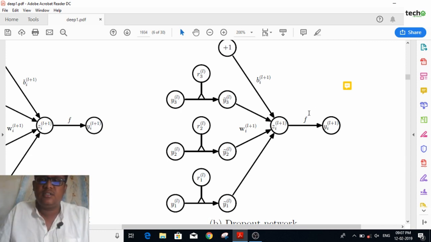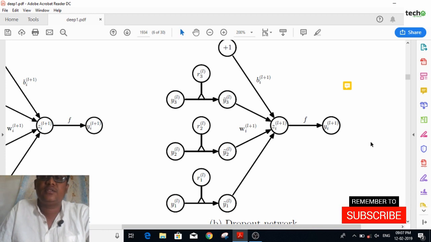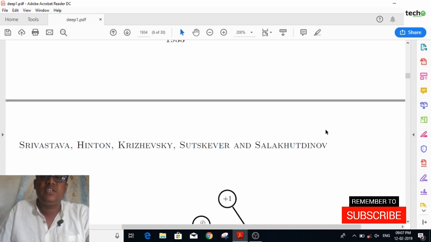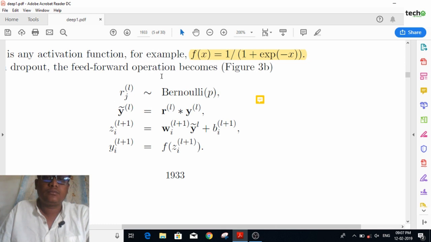Like this, L+1 indicates that it is the next version. So these are all the equations. So this is all about the model principle.